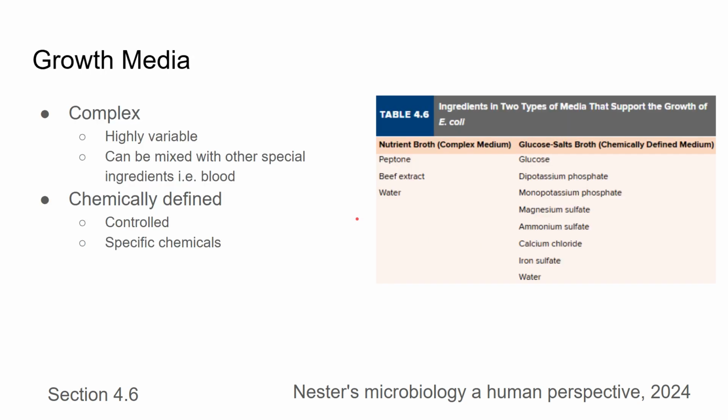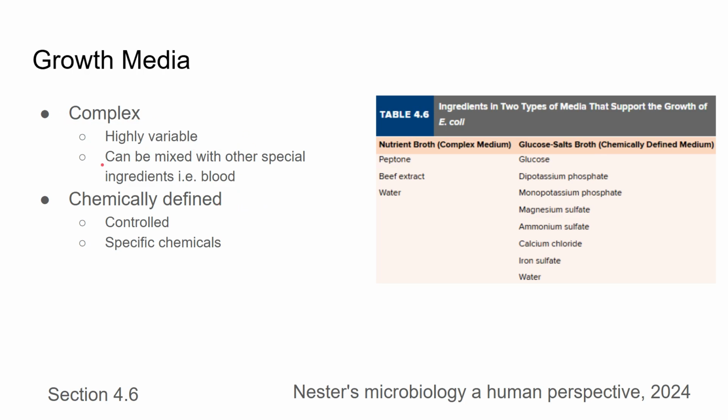So growth media. We have two different types, but there's going to be more types later on, so take that with a grain of salt. These are like the largest classifications. This is the biggest umbrella. So we either have complex or chemically defined. So we'll start with complex.